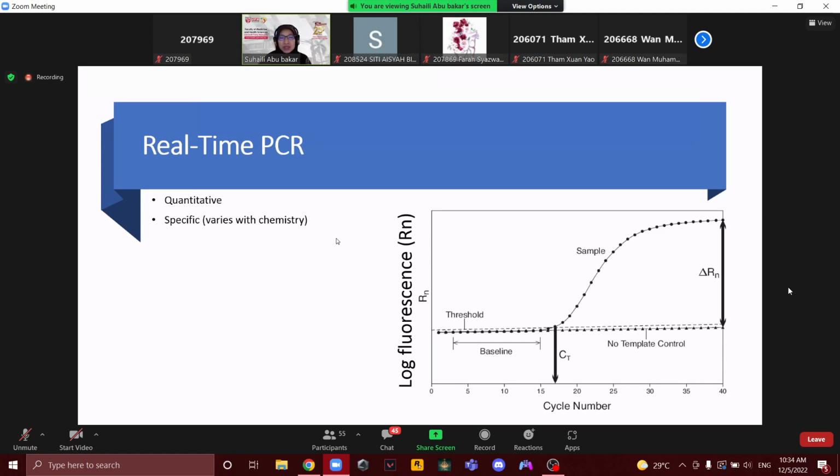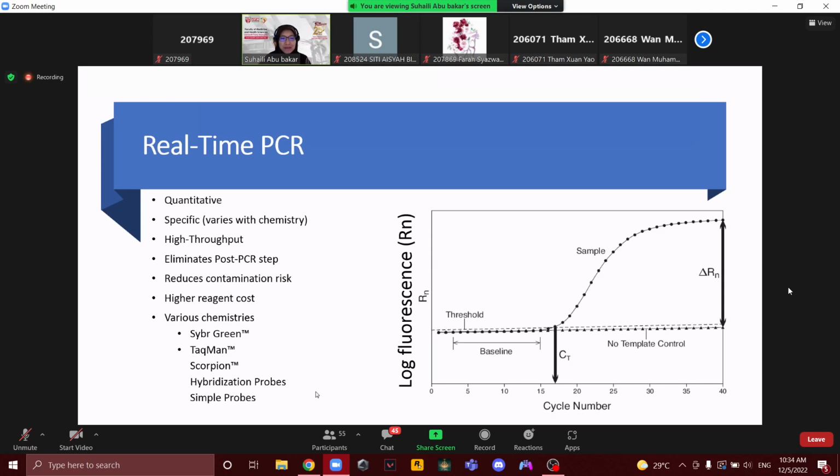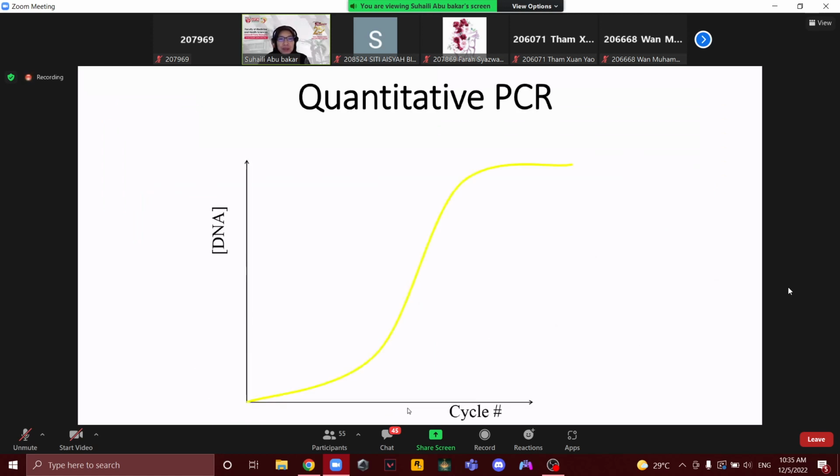Very specific, varies with the chemistry of detection just now. High throughput, okay, eliminates post-PCR steps, reduces contamination risk, higher reagent cost. Various chemistries you can use, okay, this one, right, okay. Multiplex capability in some chemistries. Sometimes we can multiplex between SYBR Green and TaqMan, or TaqMan and Scorpion. Scorpion kan, we multiplex primers and probes, right, okay.